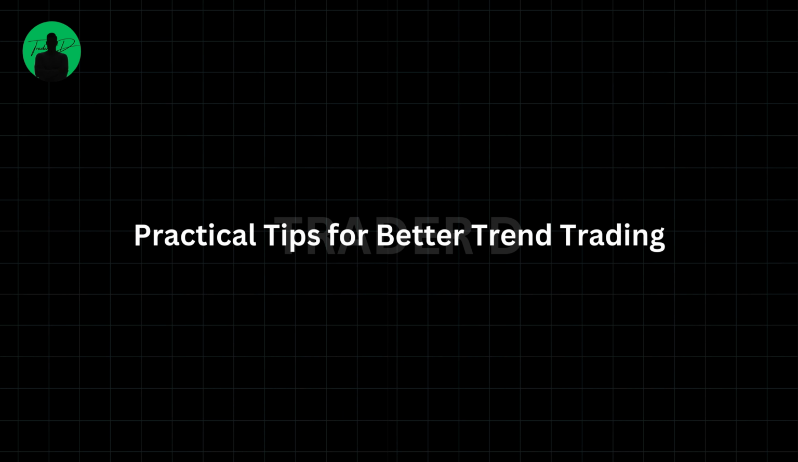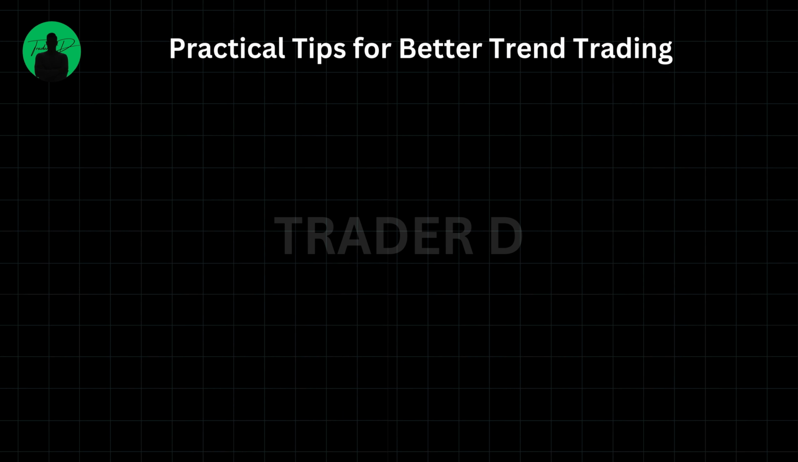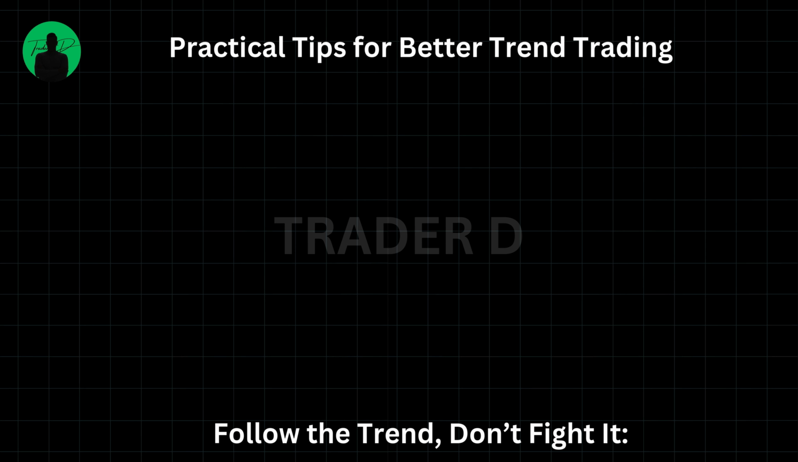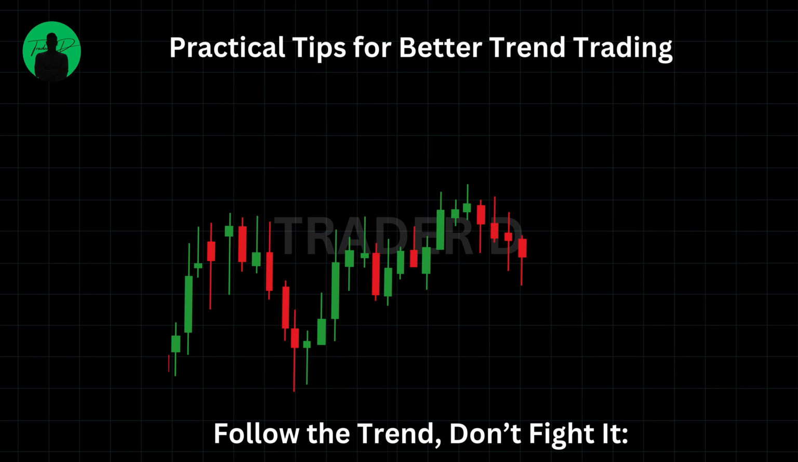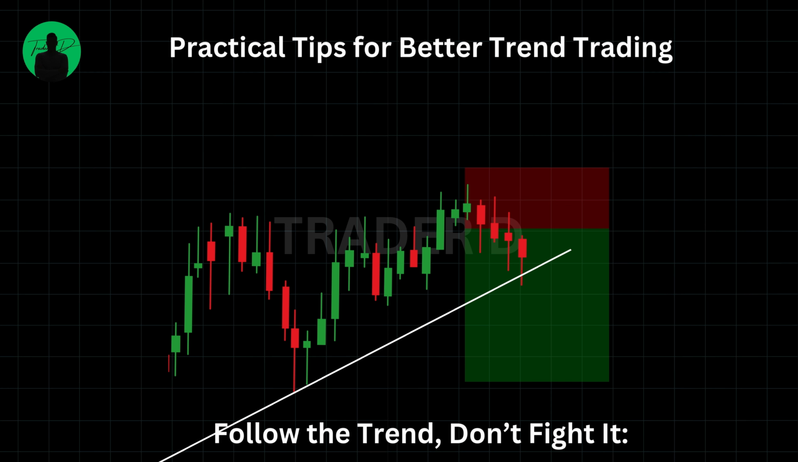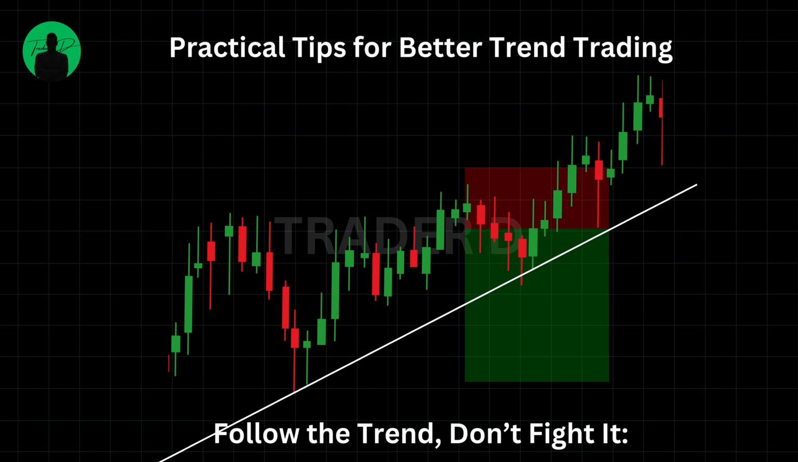Practical tips for better trend trading. Here are a few pro tips. Number 1. Follow the trend. Don't fight the trend. One of the biggest mistakes traders make is trying to predict when a trend ends. Instead, focus on trading in the direction of the trend until there's clear evidence of a reversal. Remember, the trend is your friend until it bends.